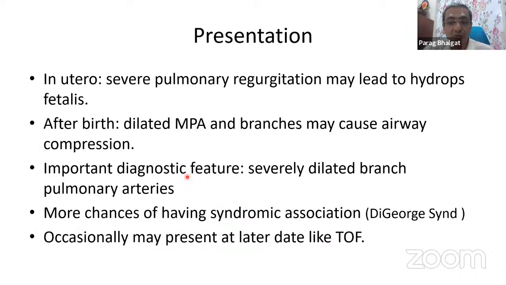In the neonatal presentation, severe PR can lead occasionally to hydrops and fetal demise. After birth, dilated MPA branches can lead to airway compression. Again, I mentioned dilated MPA branches is a diagnostic feature. They can have a syndromic association with DiGeorge. Very occasionally they may present late, but late presentation is not so common. The common presentation is early.